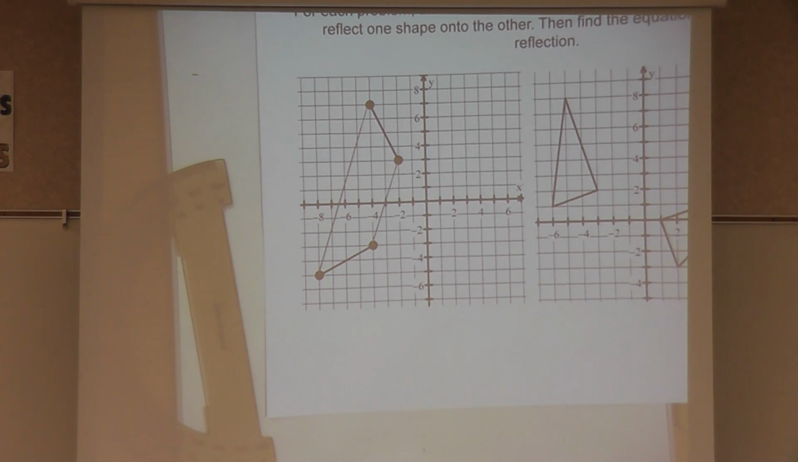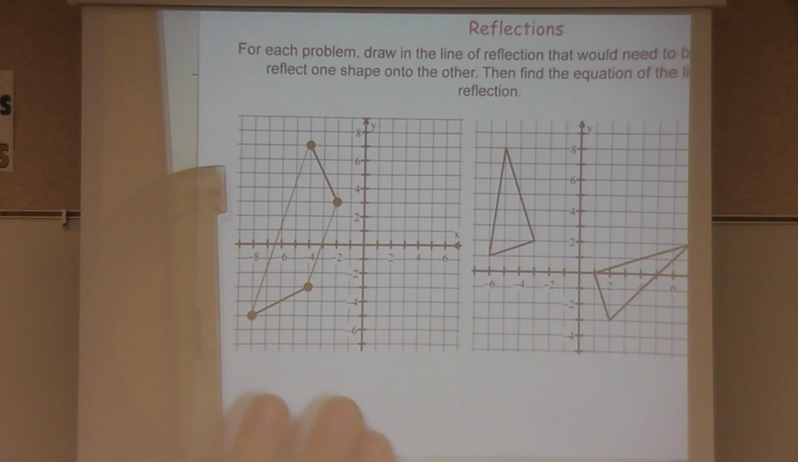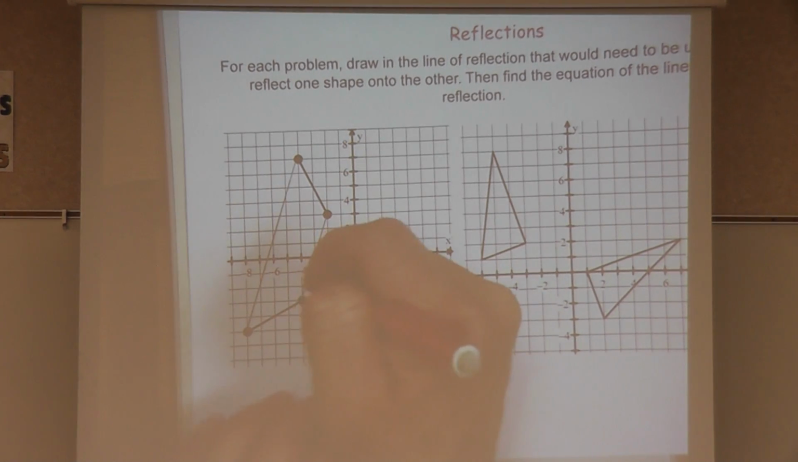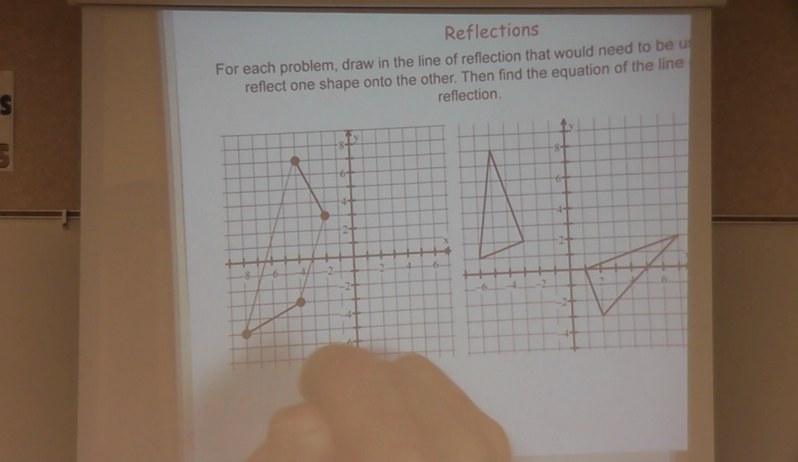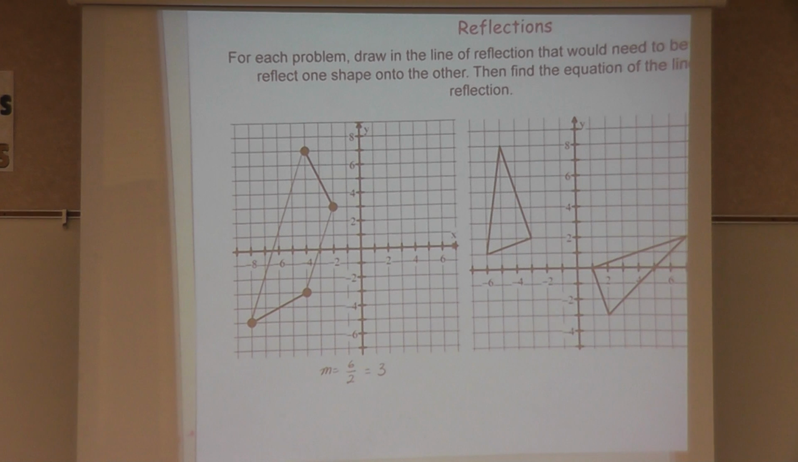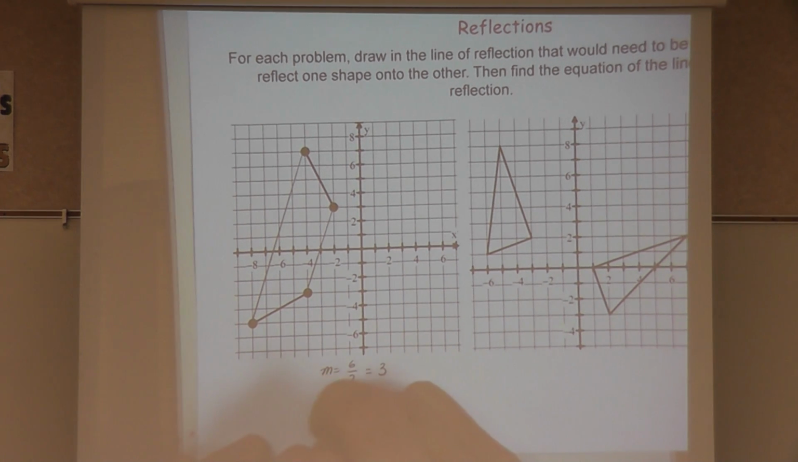To find the equation of the line of reflection, what I'll be doing is finding the slope of the original connecting lines. So for instance, these would go up 1, 2, 3, 4, 5, 6, and over 2, which can be reduced to 3, or 3 over 1. And then to find the equation of the line of symmetry, it's going to be the opposite reciprocal. So perpendicular slope to this would be negative 1/3.